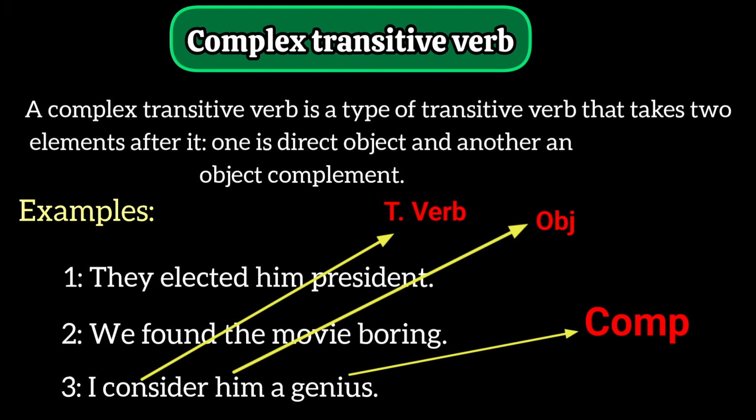The phrase a genius is the object complement, which provides more information about the direct object by identifying what the subject believes or judges him to be. This complement renames the object and reflects the subject's opinion or assessment. If the sentence ended at I consider him, it would be grammatically correct but incomplete in meaning, leaving the listener wondering, consider him what? Therefore, the verb consider in this sentence qualifies as a complex transitive verb because it connects the subject to the direct object and further describes or identifies that object through a complement, completing the idea logically and grammatically.